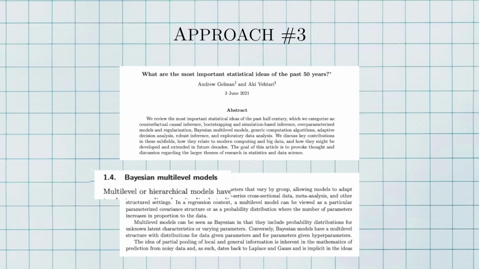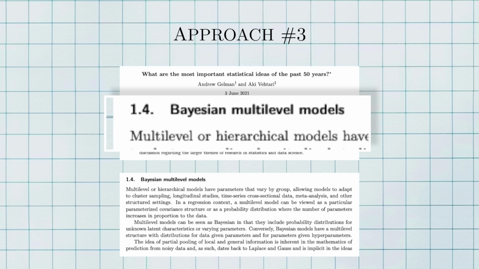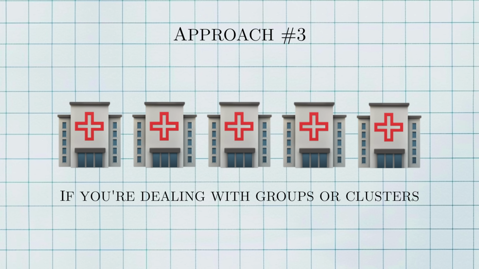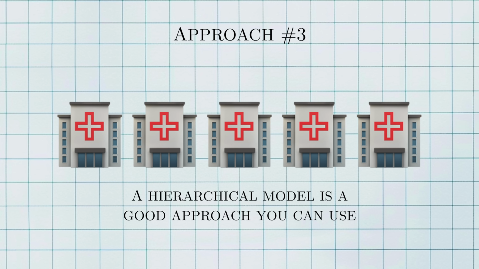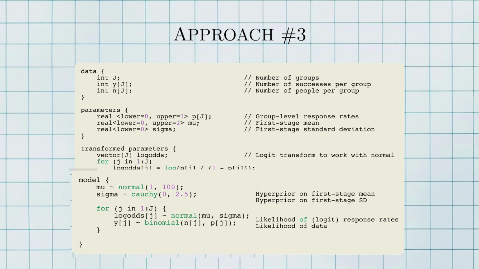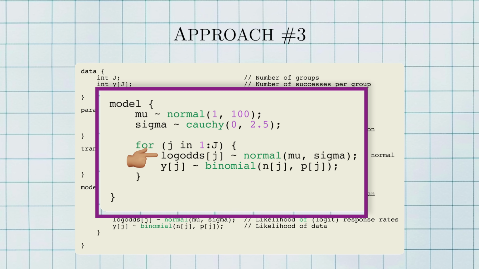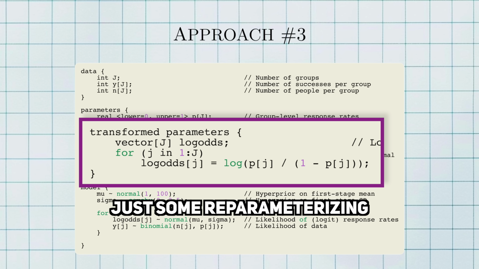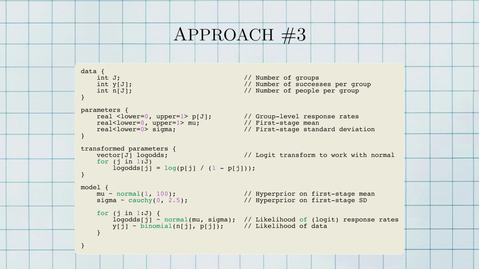Andrew Gelman listed hierarchical models as one of the most important statistical inventions in the last 50 years, and for good reason. Wherever you have clusters or groups of related things, a hierarchical model is a good approach you can use. I've created a simple Bayesian hierarchical model here. It's similar to the independent model, but here you can see that there's now a distribution on the rates themselves. I'm doing some reparameterizing here so that it plays nicely with the normal distribution, but it's not really the focus here.